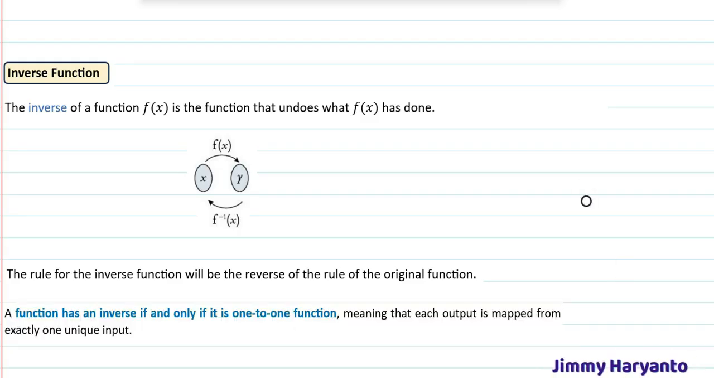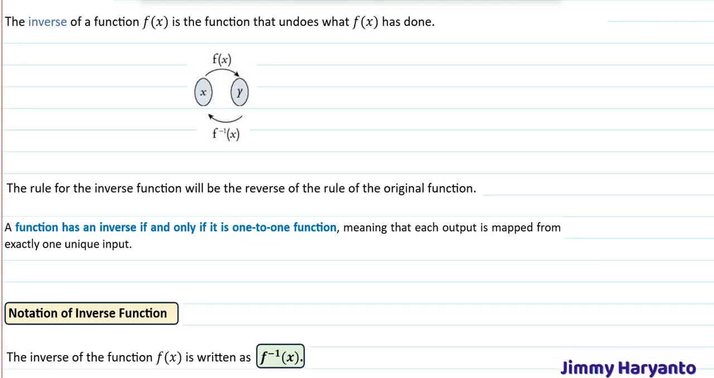And there is one condition for a function to have an inverse. A function has an inverse if and only if it is a one-to-one function. And what is a one-to-one function? It means that each output is mapped from exactly one unique input. That means each value of y will have only one value of x, and vice versa. So each value of x has one value of y, and one value of y has one value of x. If one value of x has two values of y, the function will not have an inverse.